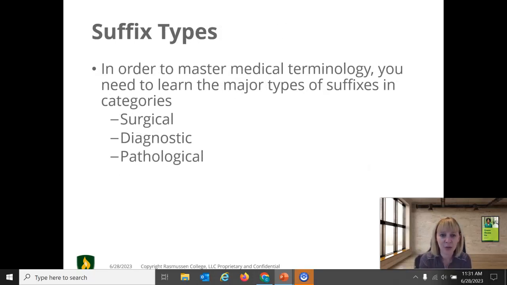Suffixes are typically used to notate three different categories: a surgical procedure of some sort, a diagnostic procedure, or a pathological procedure. Surgical suffixes describe a type of invasive procedure performed on the body part, and Table 2-3 in your book will give you some common surgical suffixes. Diagnostic suffixes will describe a procedure performed to identify the cause and the nature of an illness, and those can be found on Table 2-4. And pathological suffixes describe an abnormal condition or disease.